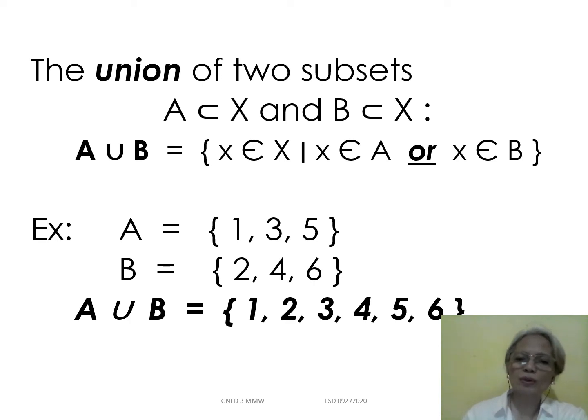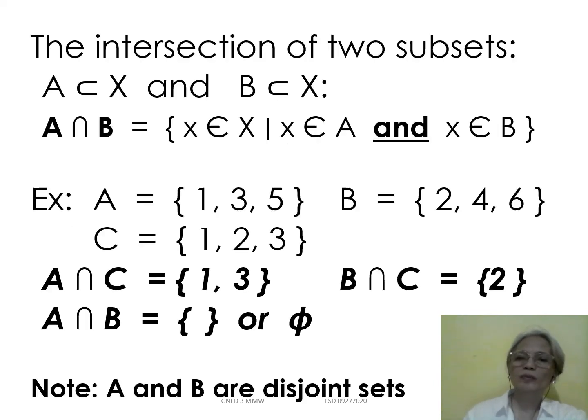The union of sets A and B is the set which contains everything. So we want the elements of A or the elements of B. Therefore, that would mean all the elements of A and the elements of B. So we just list all the elements. Now, if it happens that an element of A is also an element of B, we need to write that once only.